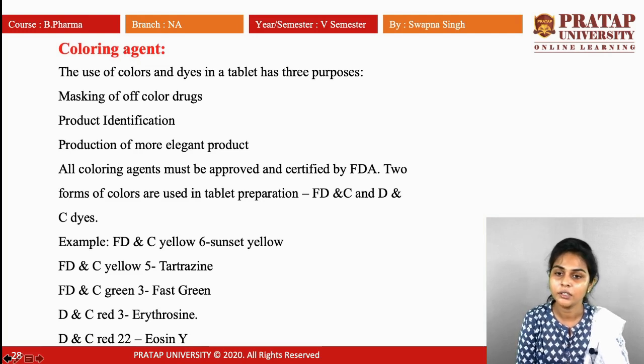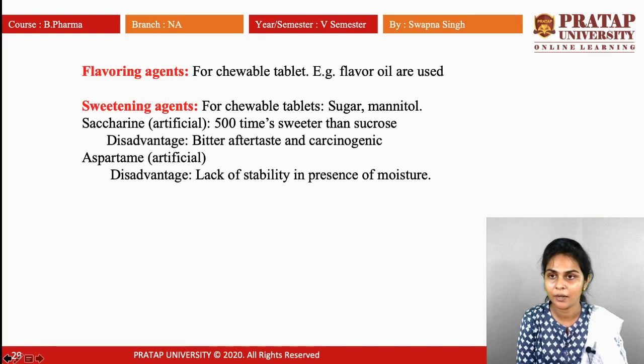All coloring agents that we use must be approved and certified by the FDA, that is the Food and Drug Administration. Two forms of colors are used in tablet preparation, that is FD&C and D&C dyes. For example, FD&C yellow 6, that is sunset yellow, FD&C yellow 5, that is tartrazine, FD&C green 3, that is fast green, D&C red 3, that is erythrosine, D&C red 22, that is eosin Y.